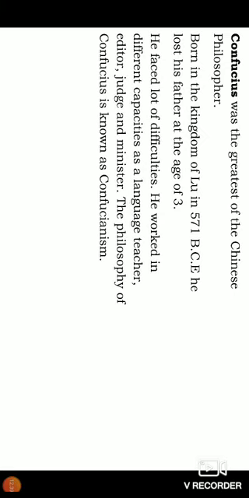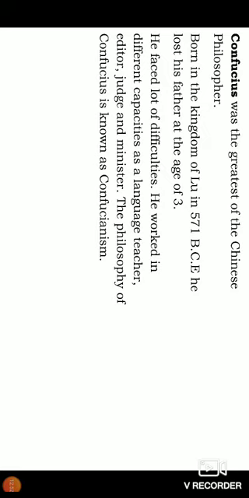He was born in a province called Lu, in the kingdom of Lu, in 571 BC. He lost his father at the age of 3 and had to face many difficulties because of that. His difficulties made him get into different professions. First, he learned archery, became a musician, and also learned music.